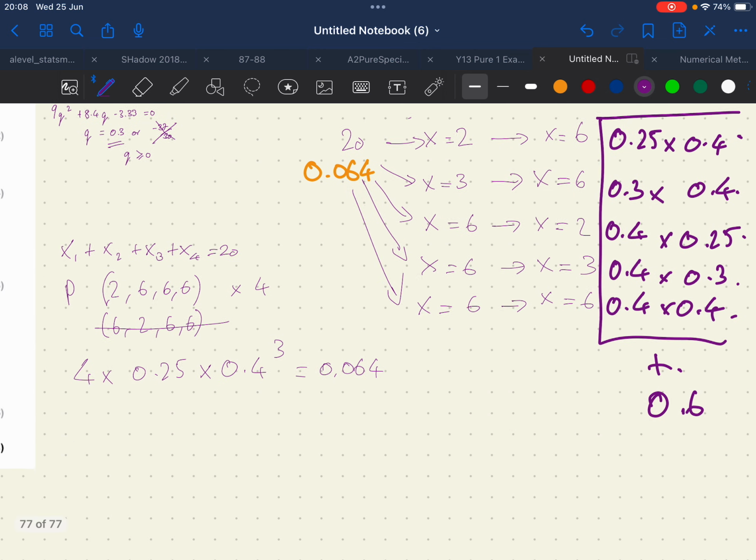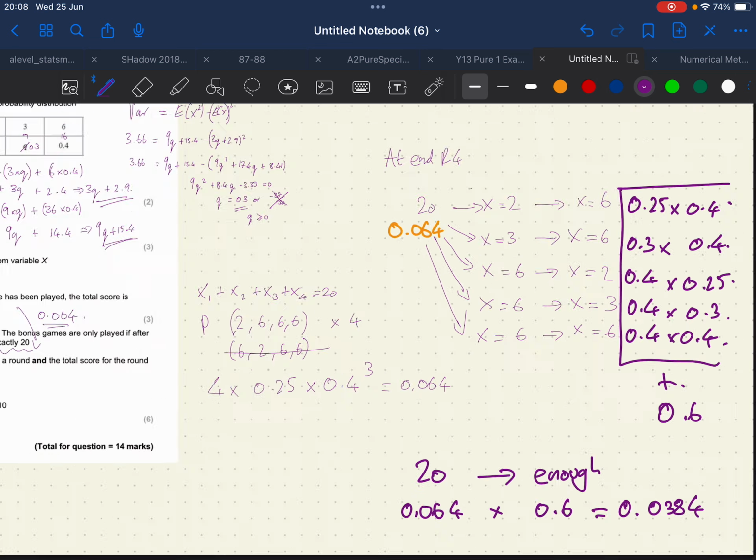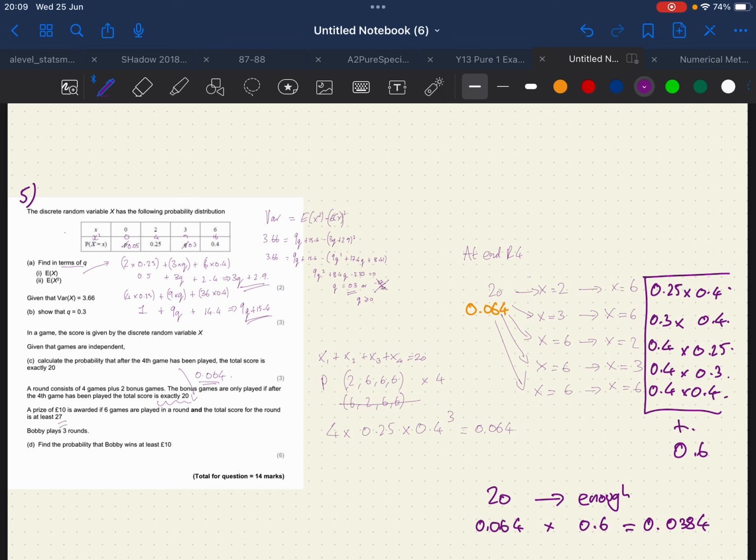So that should give you 0.6. So the chance of getting 20 and then getting enough is 0.064 times 0.6, which is equal to 0.0384. That's the probability that you get at least 27 points.